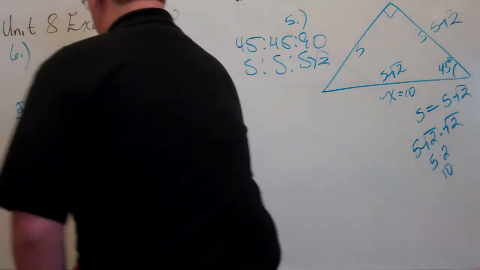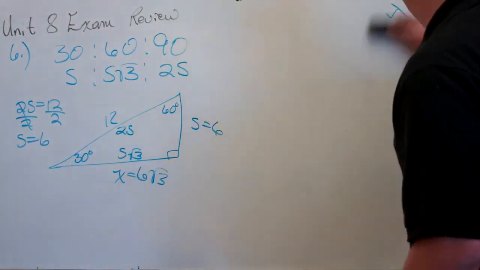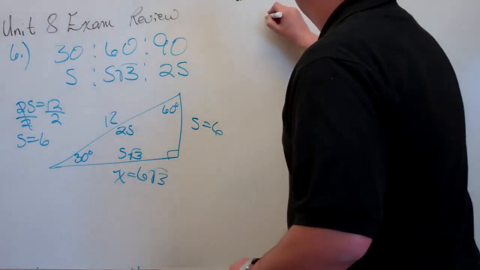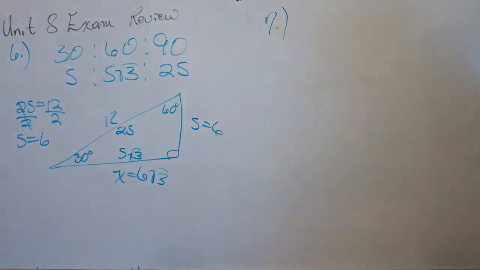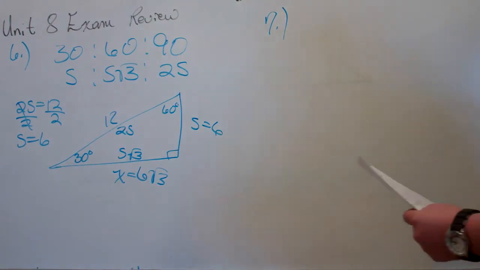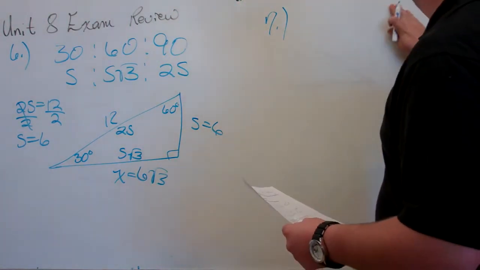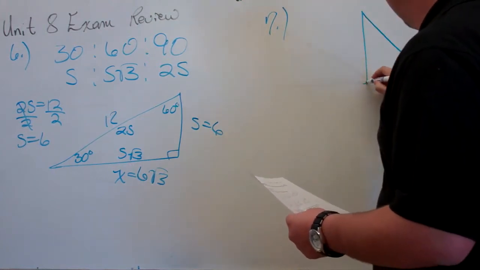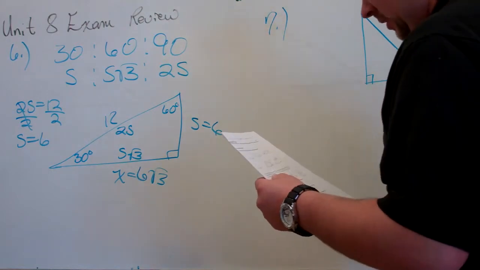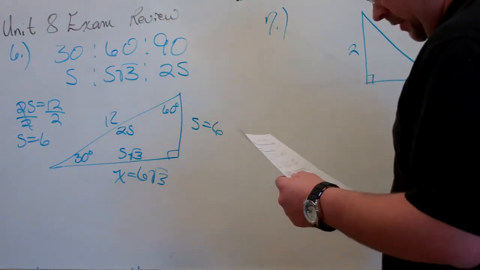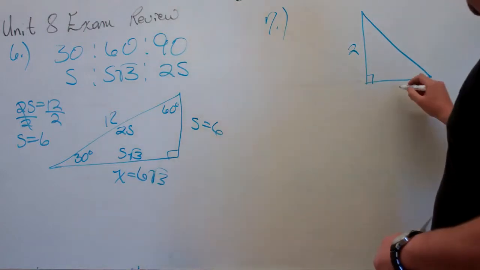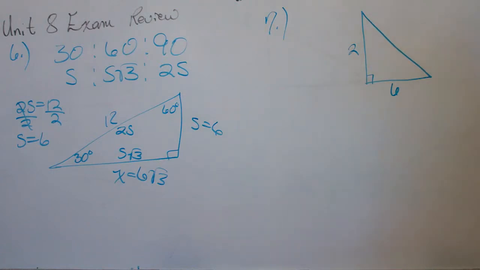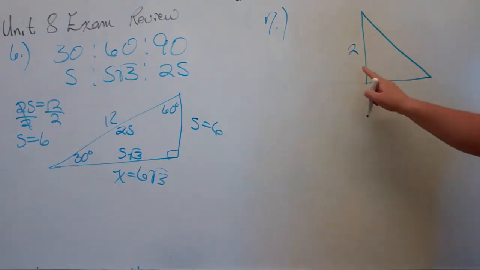I'll leave number 6 on the board while I do number 7. Easiest way to do this, go ahead and draw a picture. It says that a recreation hall needs to build a ramp. Here's our ramp, kind of steep. It says the ramp must be 2 feet high, and the ramp will start 6 feet from the door. Find to the nearest tenth how long the ramp will be.